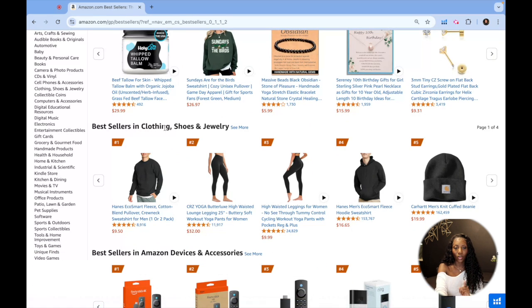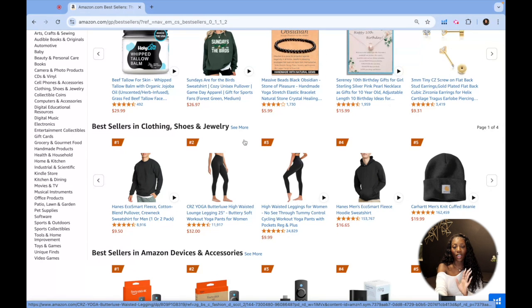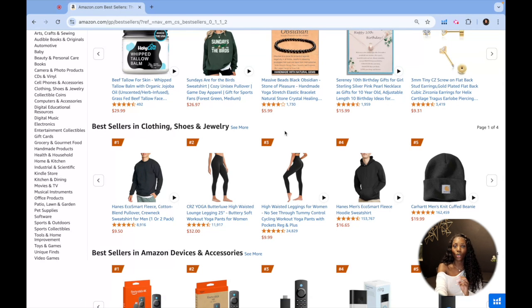Next up, we have clothes, shoes, and jewelry. And this is another category that I just don't like on Amazon. Not because I don't like to shop for these products, but when you're selling these products, it is very tricky when it comes to clothing items, specifically because of the nature of the product, it's very dependent whether or not the customer likes the product on how it fits on their body.